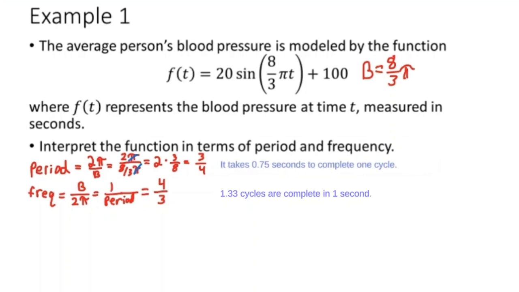Perhaps when looking at the blood pressure, there's certain levels that are considered dangerous. So by knowing the period, you know how much time there is between those dangerous moments. But it does depend on context and what exactly you're looking for in this model.